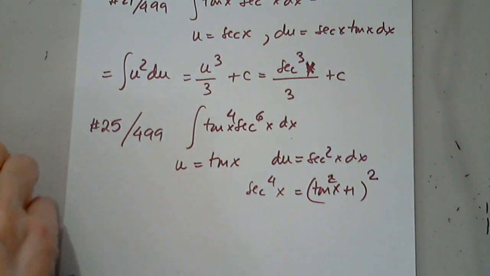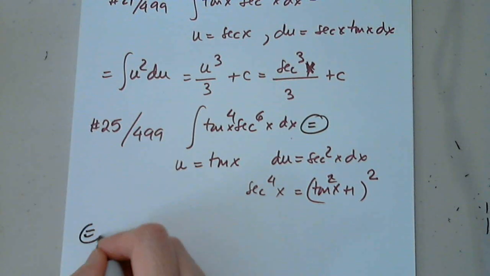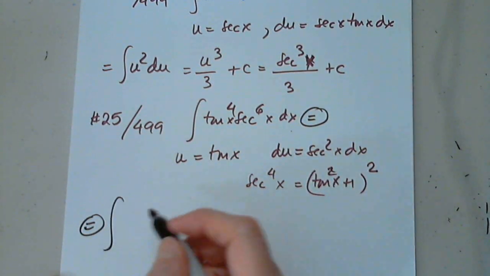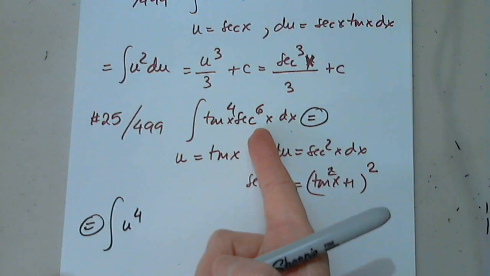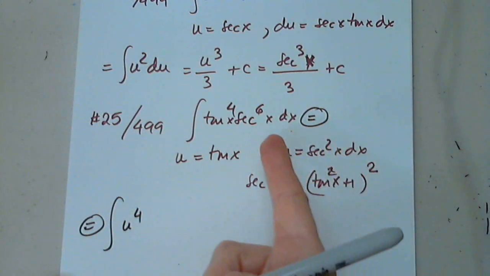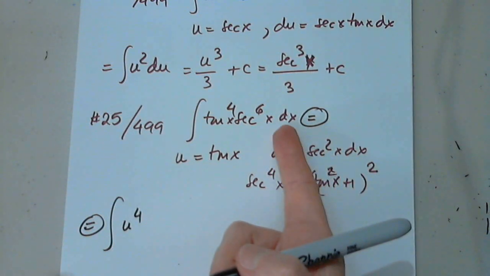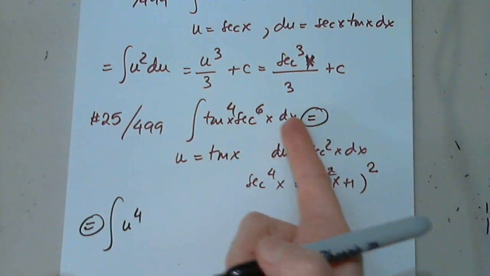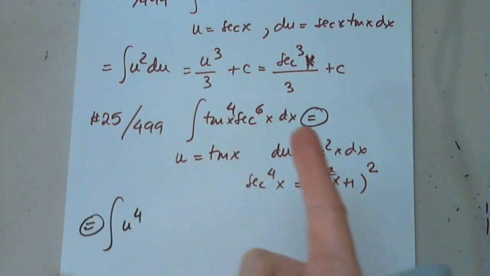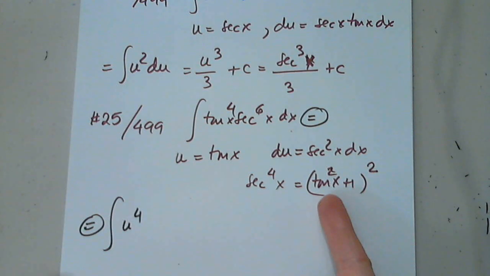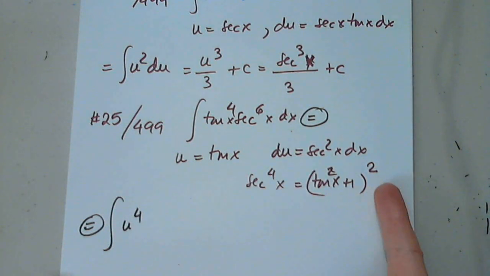So let's see how we continue. Then jump over all this. Again, this is the integral of u to the fourth. 2 from the 6 secant to the sixth, 2 of them are borrowed together with the dx to make the du. And we have 4 of these left, and I will replace secant to the fourth by u squared plus 1 squared.